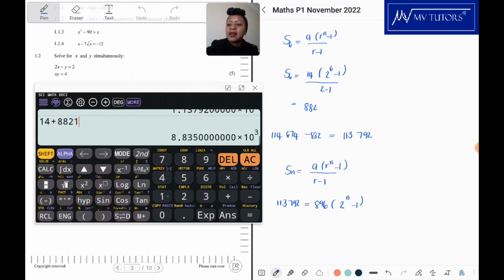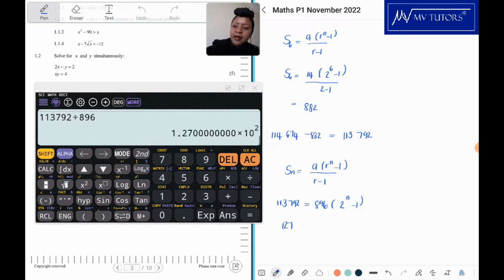And so if we take 113,792 divided by 896, we get 127. Okay, so 127 is equal to 2 to the power n minus 1. If we take 1 to the other side, we get 128, which is 2 to the power n.